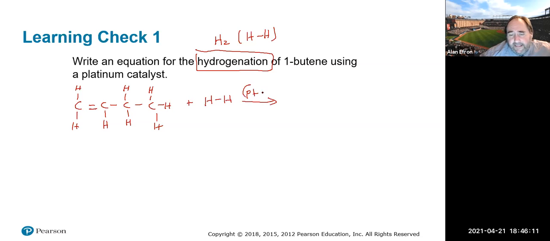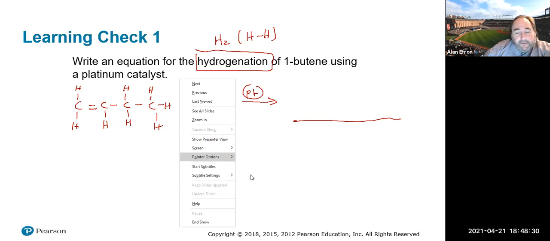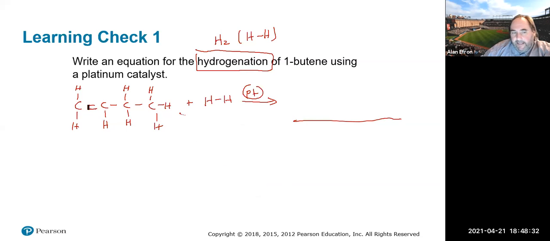Platinum catalyst has really nothing to do with any of the drawing part of it, but it would be up there on the arrow. All right, so now you take over and draw the product of what you end up with. You have to draw these things for these reactions to keep it as simple as possible. Again, people always want to do weird things, but remember, this is it. That's the only place it's going to change.